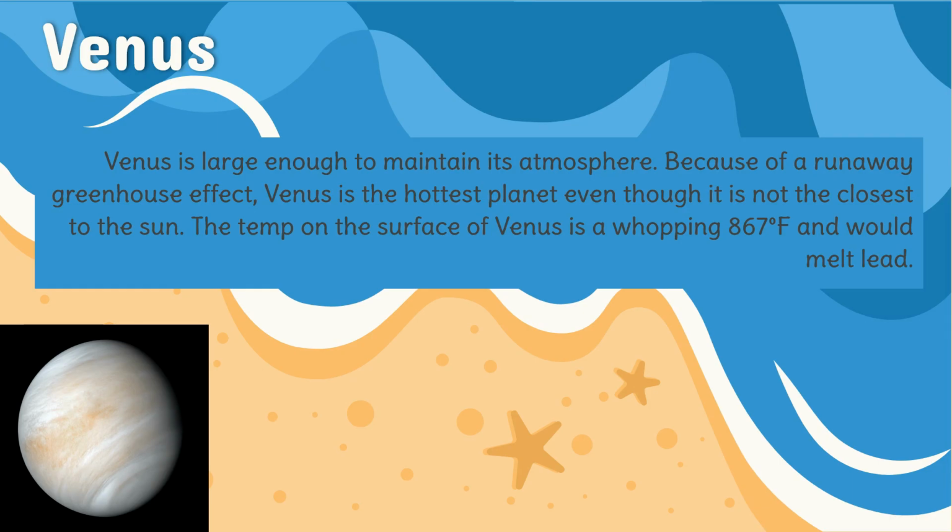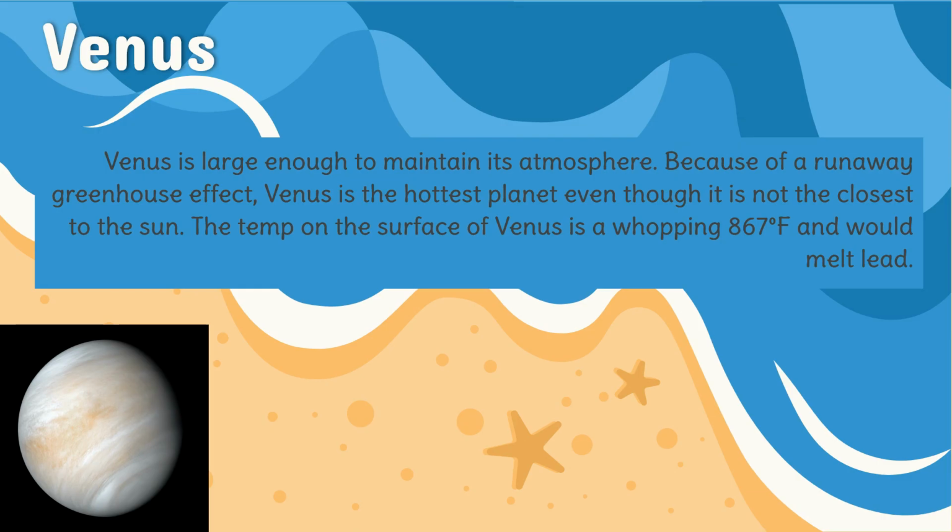So you might be thinking, oh, it's closer to the sun, therefore it's warmer. That's not actually the reason why it's so hot. The reason it's so hot is because of this greenhouse effect. Mercury is the closest planet to the sun, but Venus is the hottest. And the temperature on the surface of Venus is a whopping 867 degrees Fahrenheit.